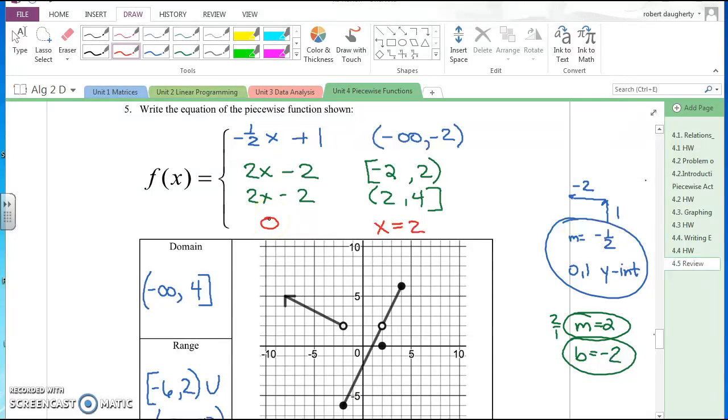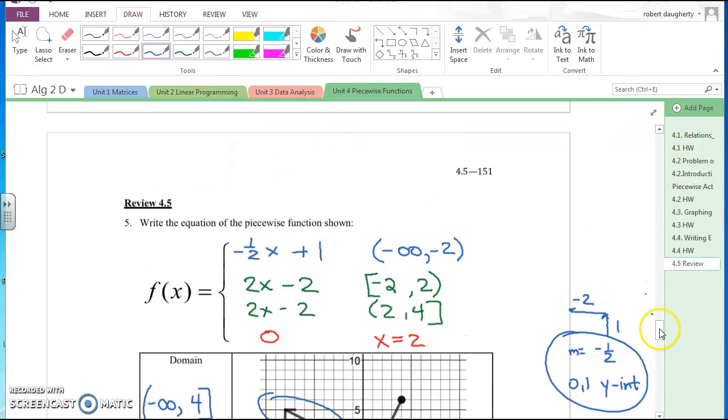So here is the function. You've got negative 1/2 x plus 1, that's this blue line right here, and that goes from negative infinity all the way to negative 2 with a parenthesis. And then you've got 2x minus 2. It had to be broken in two pieces. It goes from negative 2 to 2 and from 2 to 4, because that line does not include the value at x equals 2. What happens at 2 is I get a value of 0 for my y-axis. So that is the piecewise function. All this stuff was pretty straightforward, but a lot of details, again, to remember as you put that together.